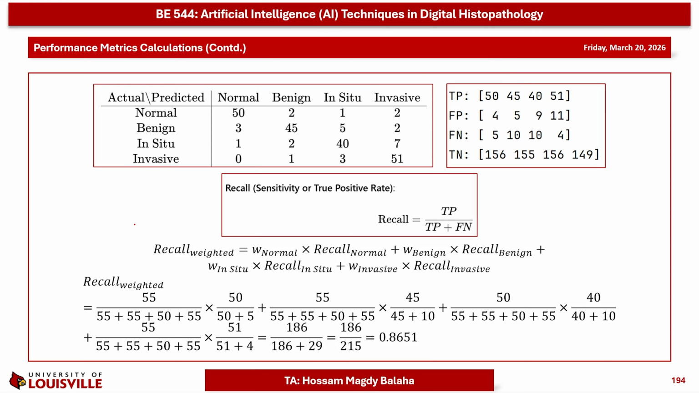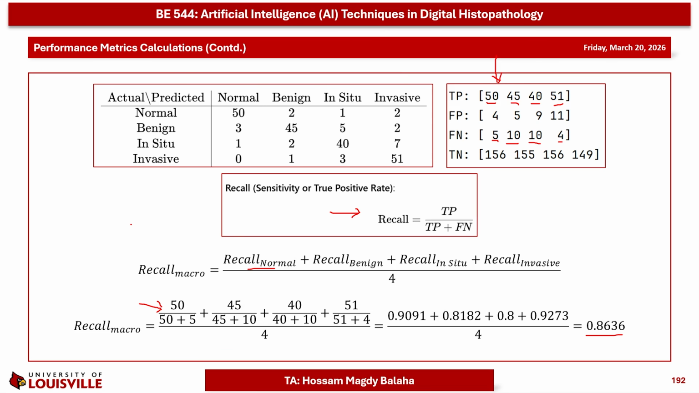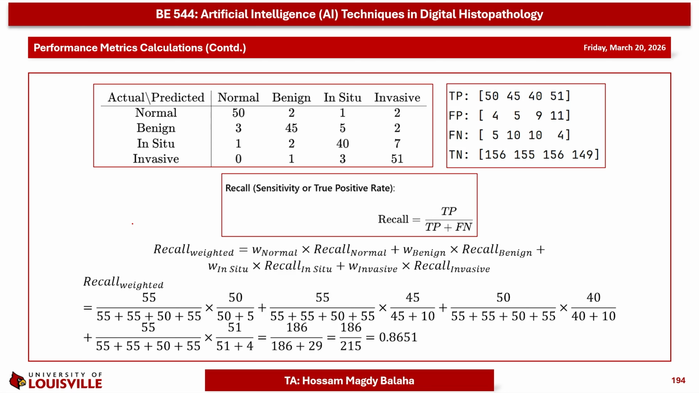Now, let's calculate the weighted recall. It's similar to the macro, but instead of giving each of them the same amount or the same weight, we are replacing the division by 4 by a weight. And the weight here is the number of instances of that class to the total number of instances in the dataset. How to determine that?